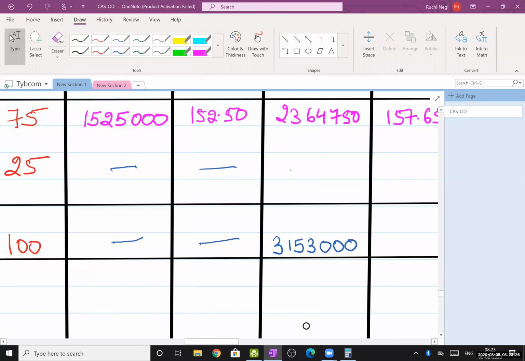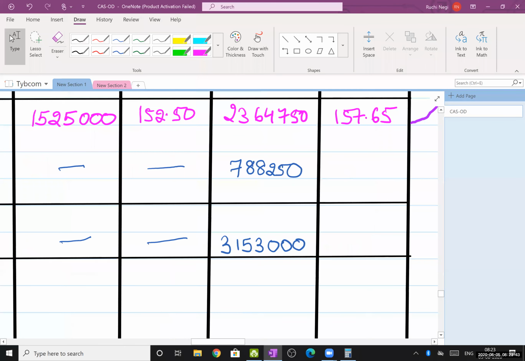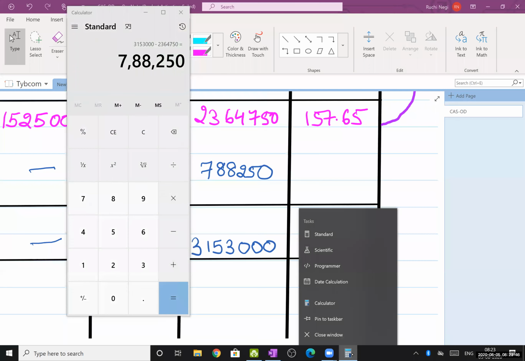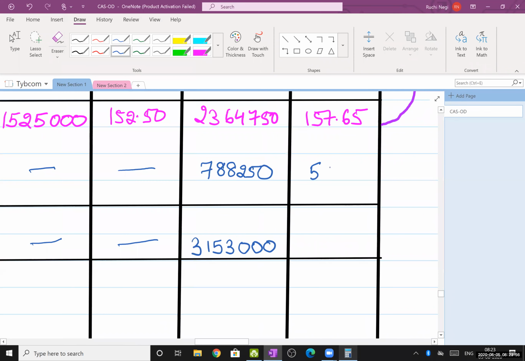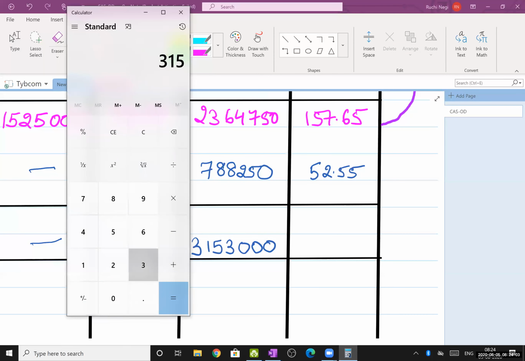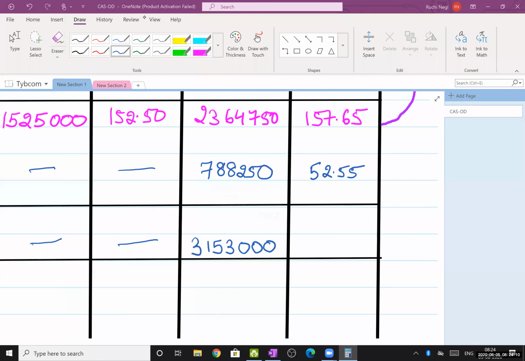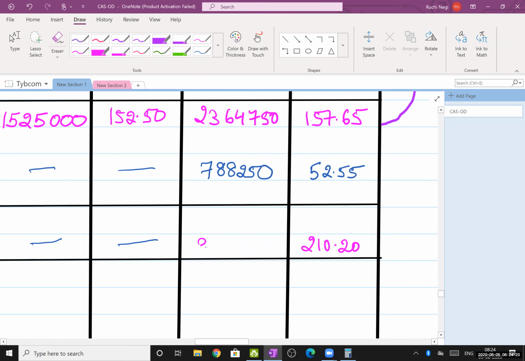So the answer is 7,88,250. Then calculate the CPU, 7,88,250 divided by 15,000 units sold, 52.55. So right here, 52.55. Okay, and last, 31,53,000 divided by 15,000 units sold, 210.20. Am I clear about this?